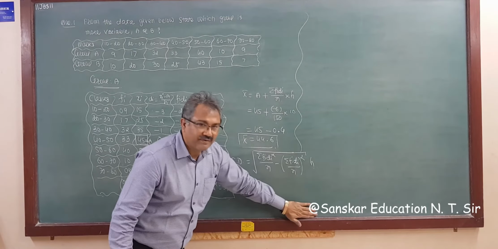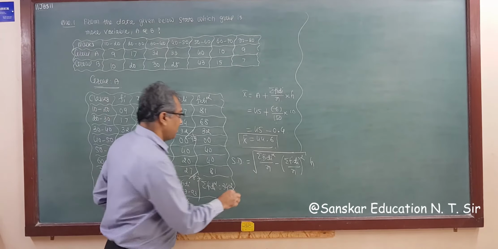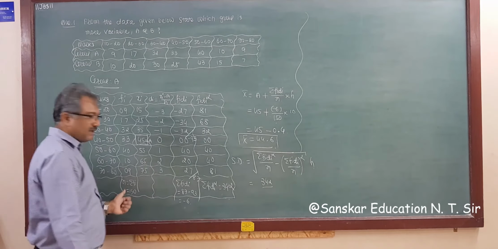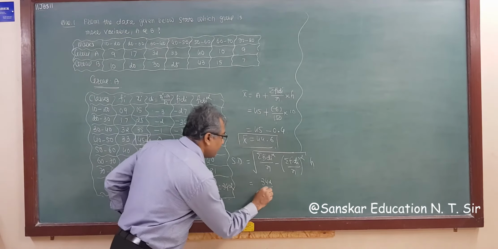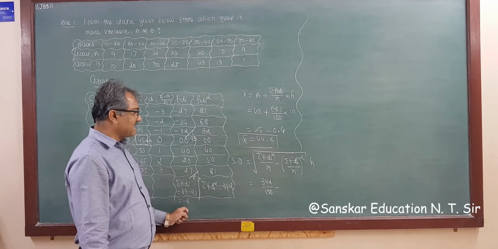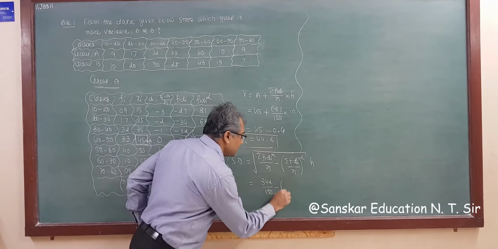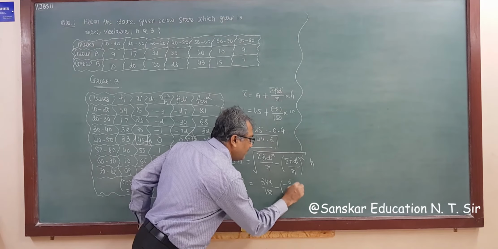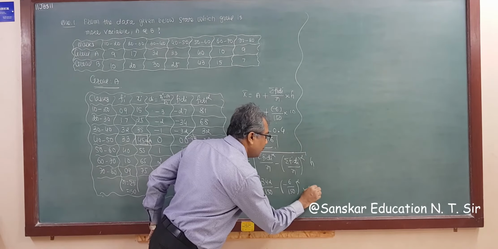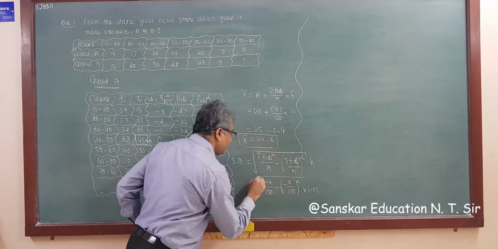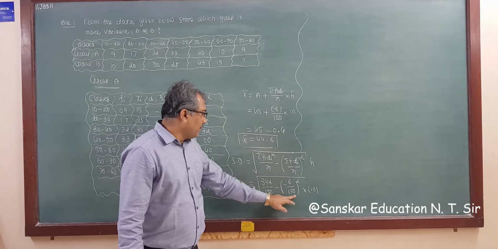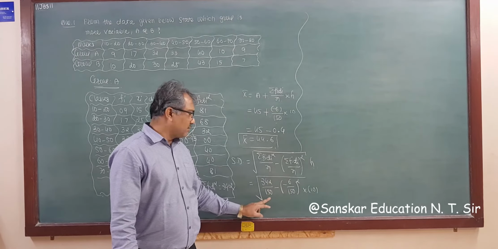I am not going to simplify this. You have to simplify. So start. This is 342 divided by n. N is 150. So this is 150 minus sigma fi di, that is minus 6 upon 150, whole square, into h. H is 10, all in square root.